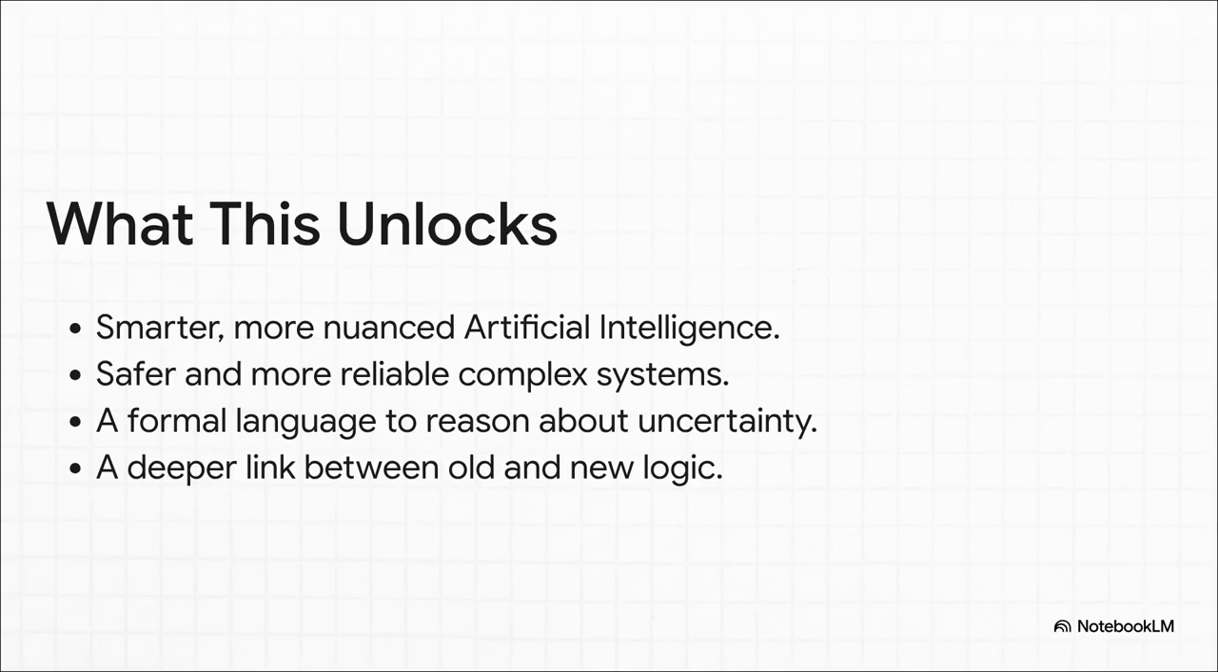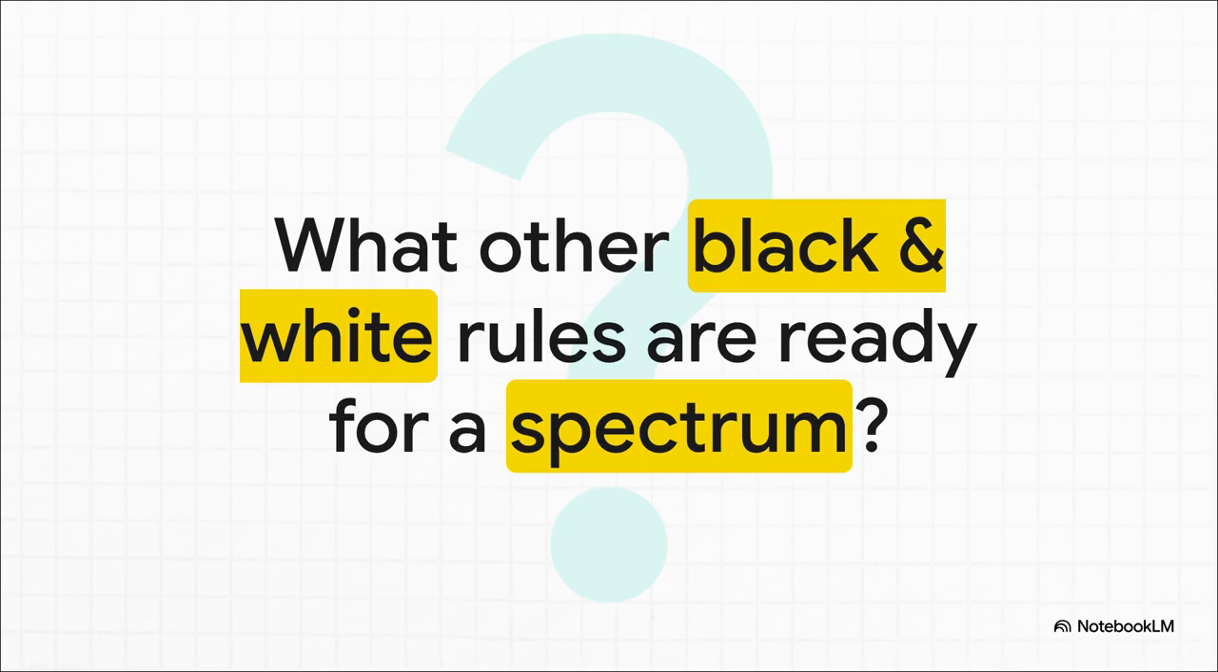Imagine an AI that doesn't just give you a yes or no answer, but can say, I'm about 75% certain. Imagine safer self-driving cars and more accurate medical diagnoses, all because they're no longer forced to see the world in black and white. For the first time, we have a mathematically proven bridge for machines to reason about the world the way we do, in all of its messy, uncertain glory. This whole journey started just by questioning a simple on-off switch and discovering this hidden spectrum. It really makes you wonder, doesn't it? What other black and white rules that we live by are just waiting for us to find the dimmer switch?